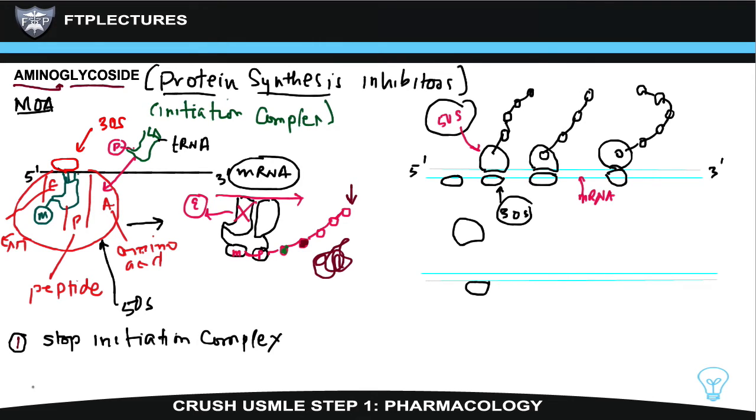Okay? And also, they prevent protein formation by inhibiting translocation. So translocation is just a big fancy word for this guy moving across the codon and forming a nice little polypeptide. So we're going to go to this side of the board and take a look at this nice pretty drawing, and I'll show you where the aminoglycoside is actually working.